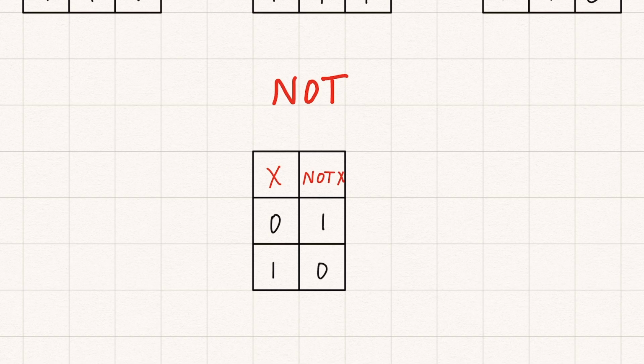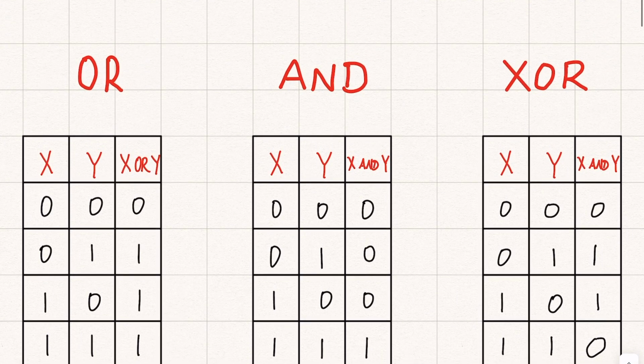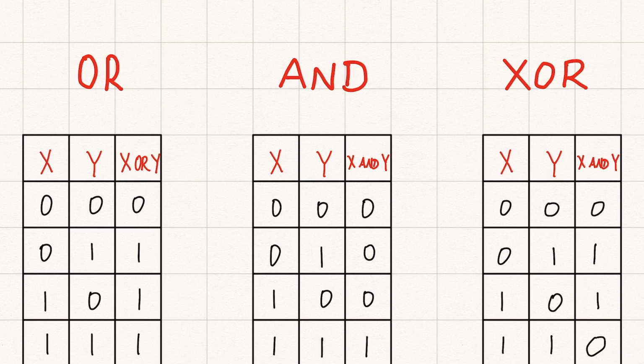Let's now look at some of the subtleties of these operators and see if we can notice any nice patterns. What we should notice about the OR operator is when we OR a 1 with anything, we always get a 1.